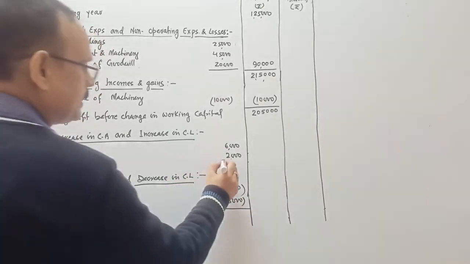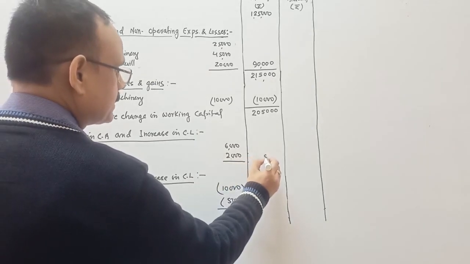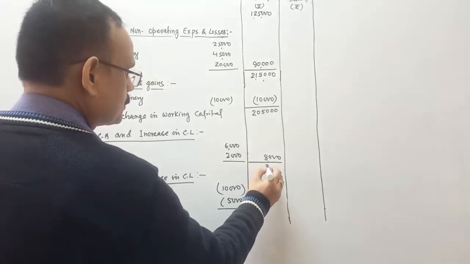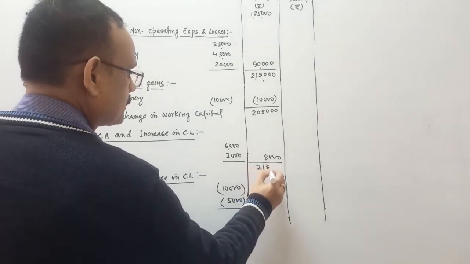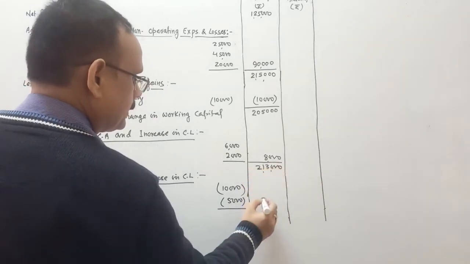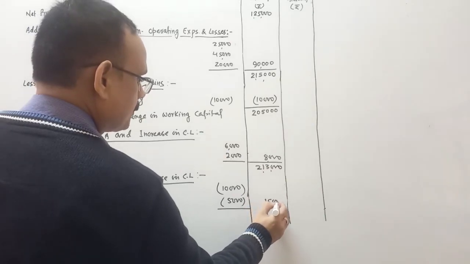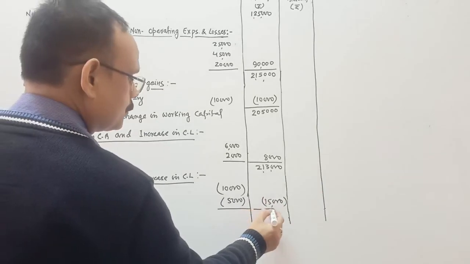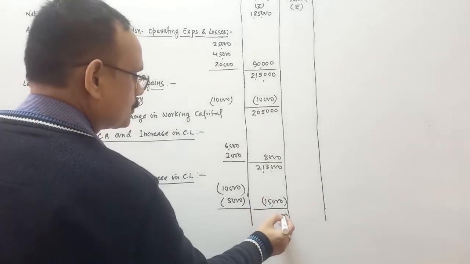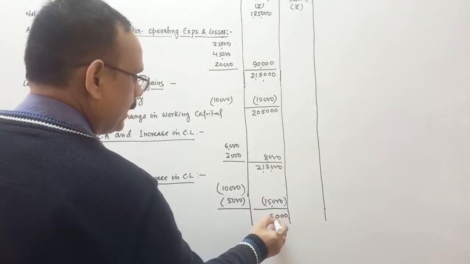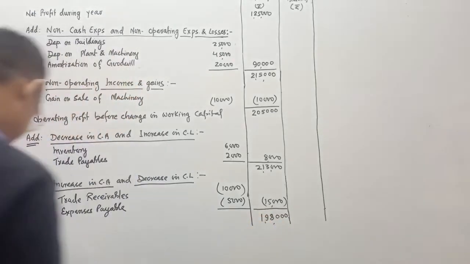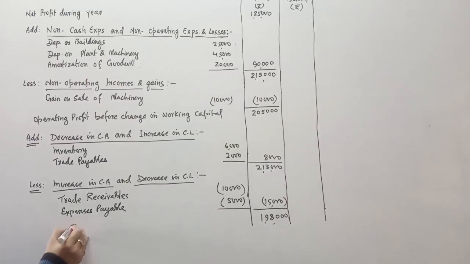So the total is 8,000 here. We'll do the addition. It is 2,13,000, and here we'll deduct 15,000 from that. Total is 1,98,000.